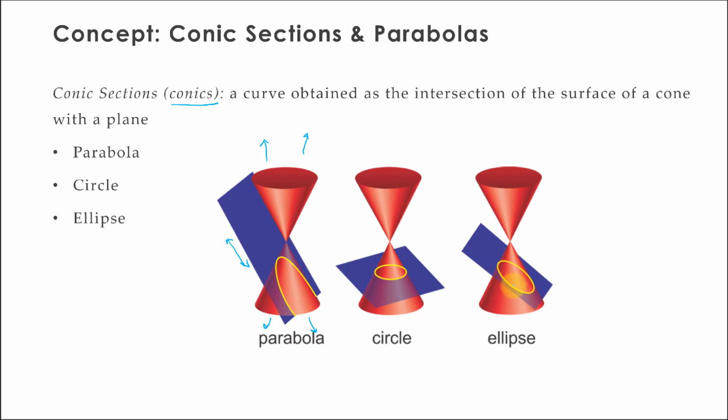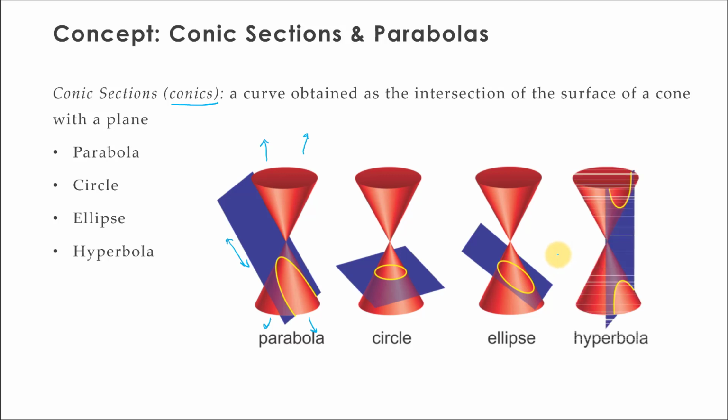All right, and then finally our fourth one is going to be a hyperbola, which we get if the plane intersects both sides of this double cone here. So now I have what looks like 2 parabolas, which we refer to as a hyperbola, okay? And these open in opposite directions, as you can see with this yellow curve. All right, so those are the 4 different types of conic sections we're going to look at in this unit.